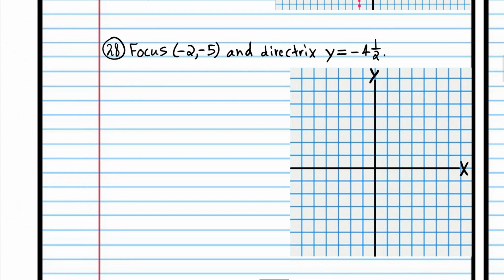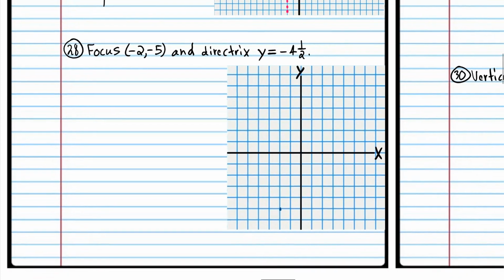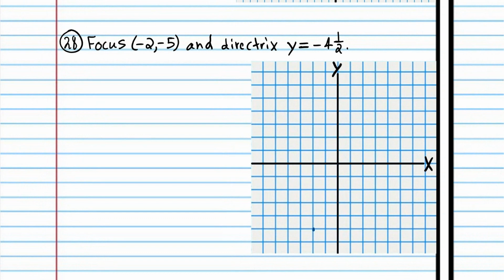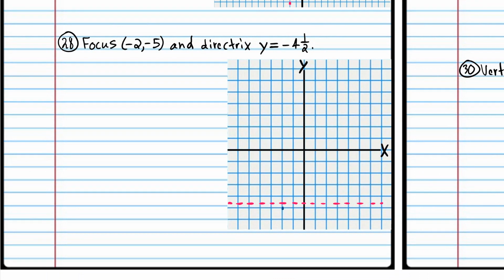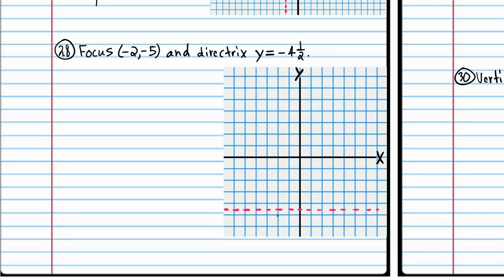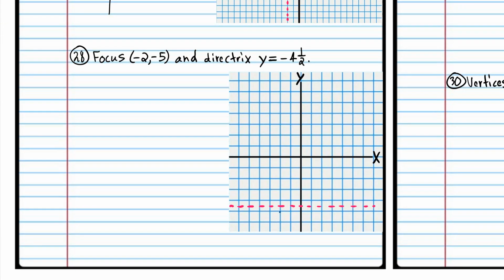So the focus is at negative 2, negative 5. And the directrix is at y equals negative 4 and 1 half. So that would be here. And let me move that directrix up a tiny bit. So everything looks right. And so what that means is the parabola is going to look something like this. But we have to find the equation.